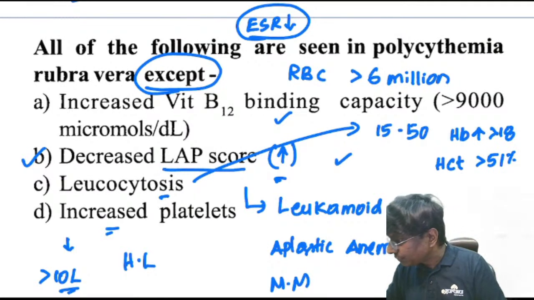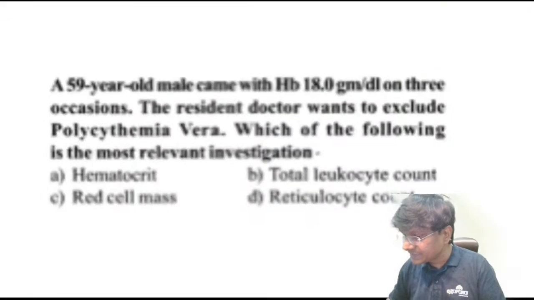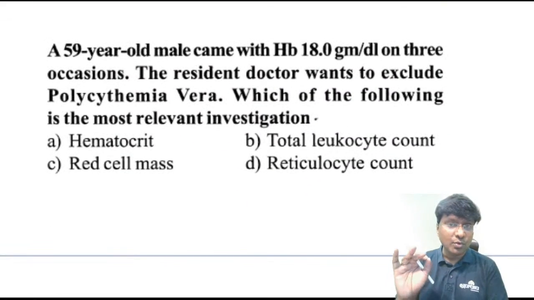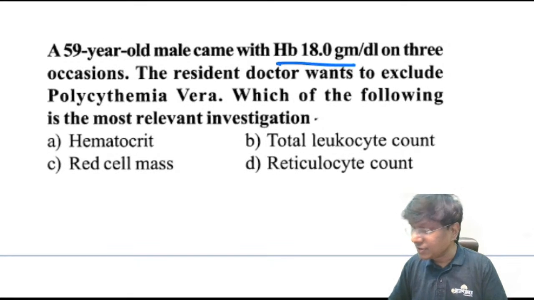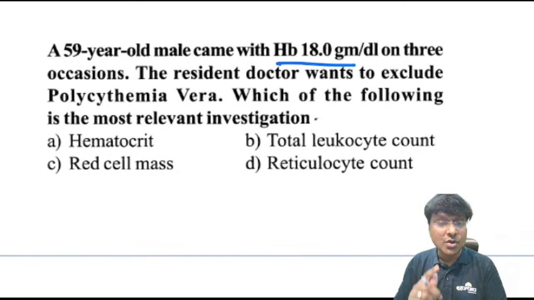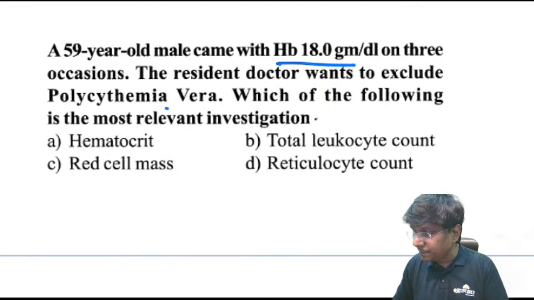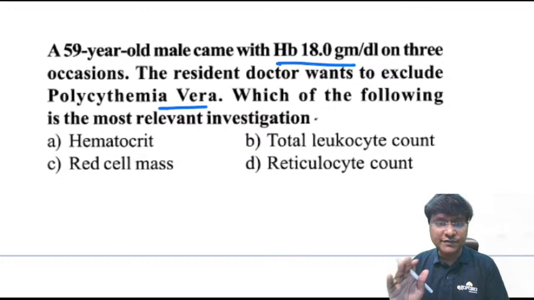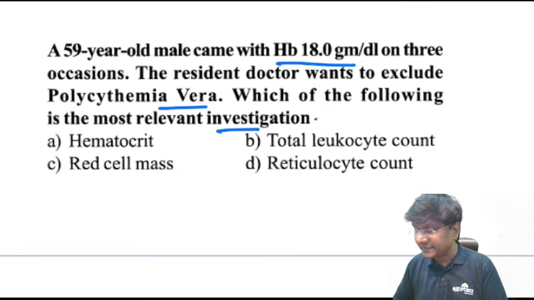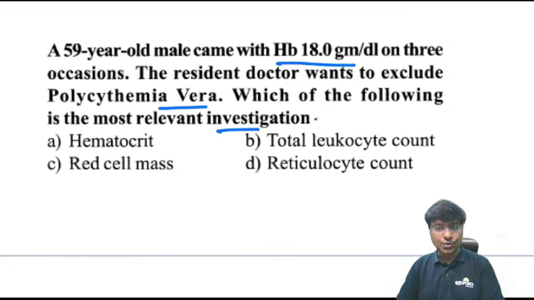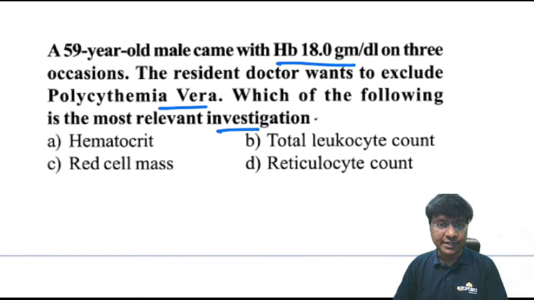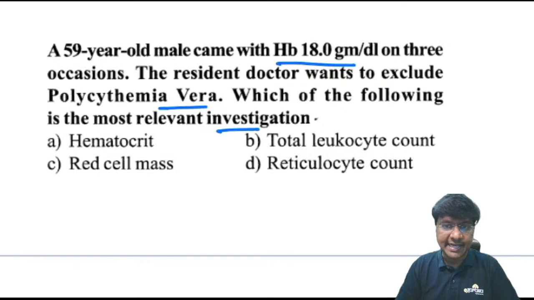Now, I'll just quickly show you one more important question. Right, you see this question. A 59-year-old male came with hemoglobin of 18 grams per deciliter on 3 occasions. The resident doctor wants to exclude polycythemia vera. Which of the following is the most relevant investigation? Hematocrit, total leukocyte count, red cell mass, reticulocyte count. Right, this is a very, very important question, and let me see how many of you can answer.